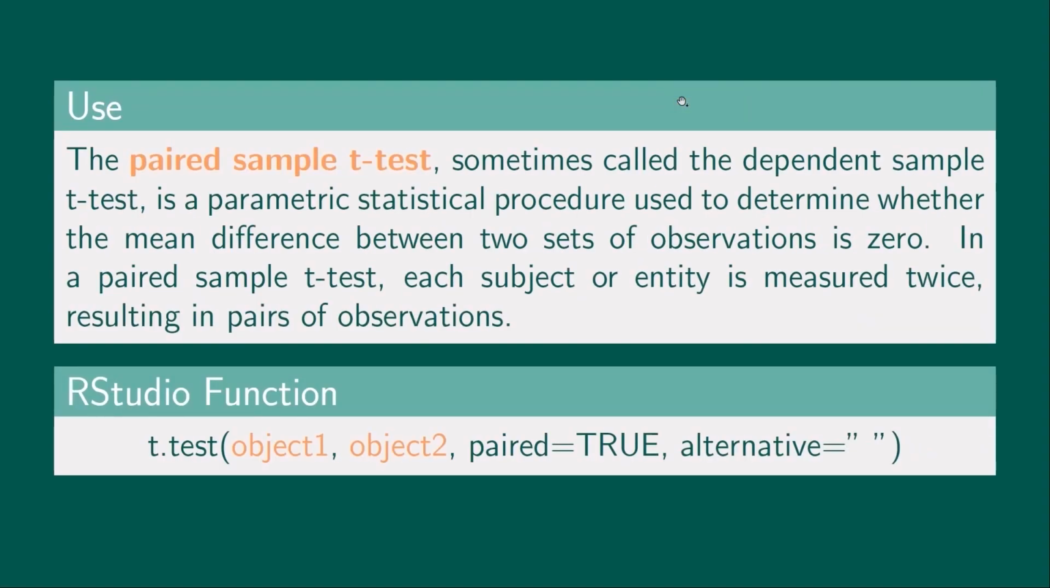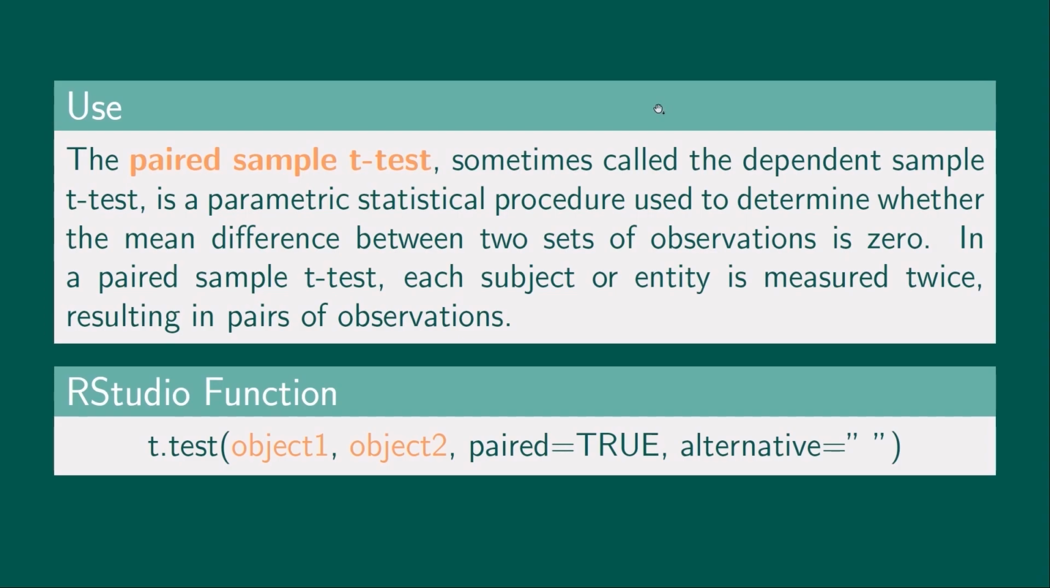Let's discuss paired sample t-test. This test, sometimes called the dependent sample t-test, is a parametric statistical procedure used to determine whether the mean difference between two sets of observations is zero. In a paired sample t-test, each subject or entity is measured twice, resulting in pairs of observations.